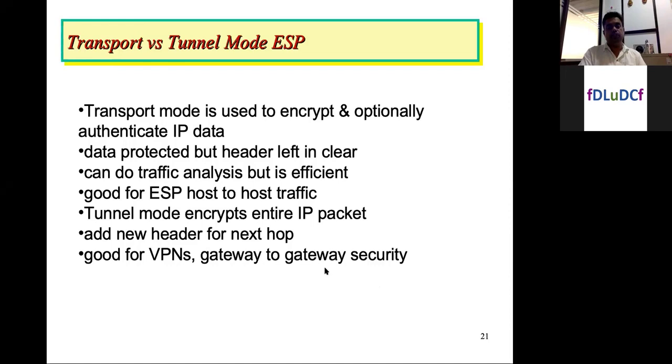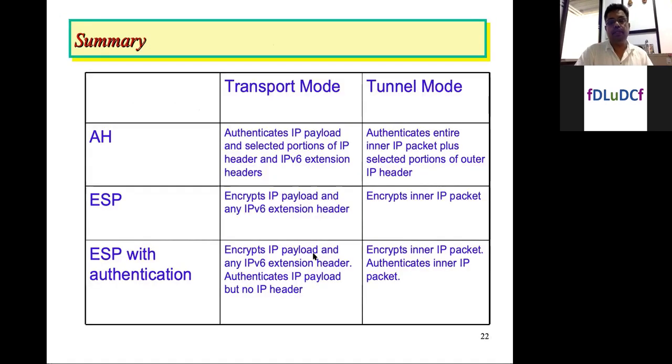So basically the tunnel mode is used for security gateway to security gateway configuration. So when you want to protect the data which travels from one network to the other network, we use the tunnel mode. So this is a summary of these two modes and two different headers.